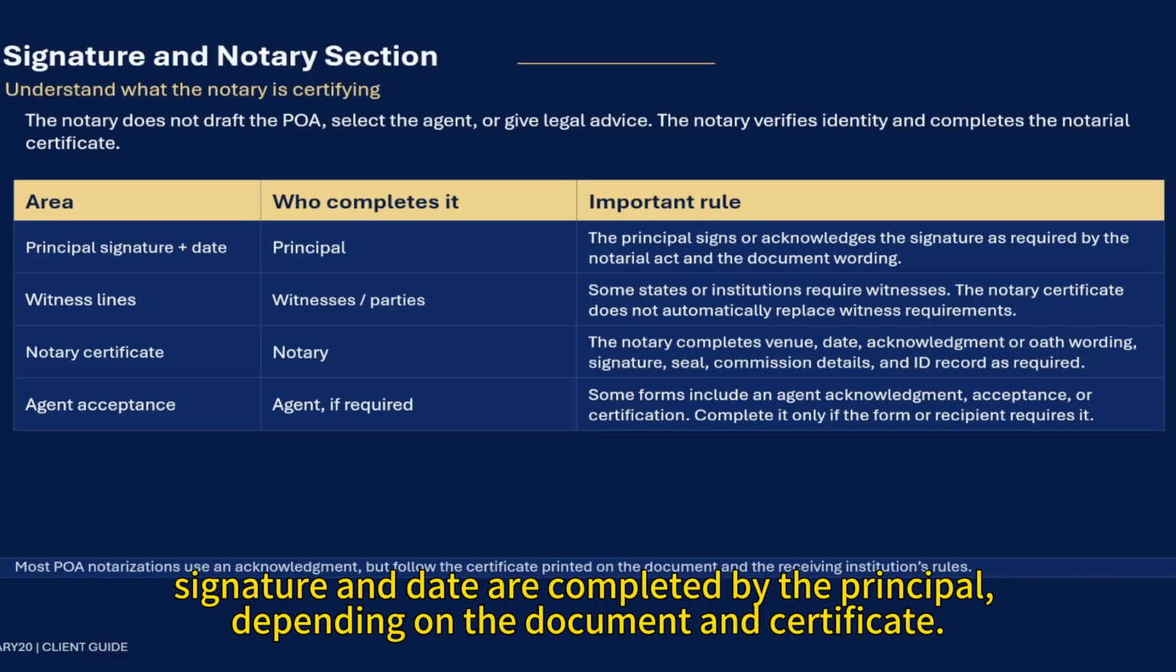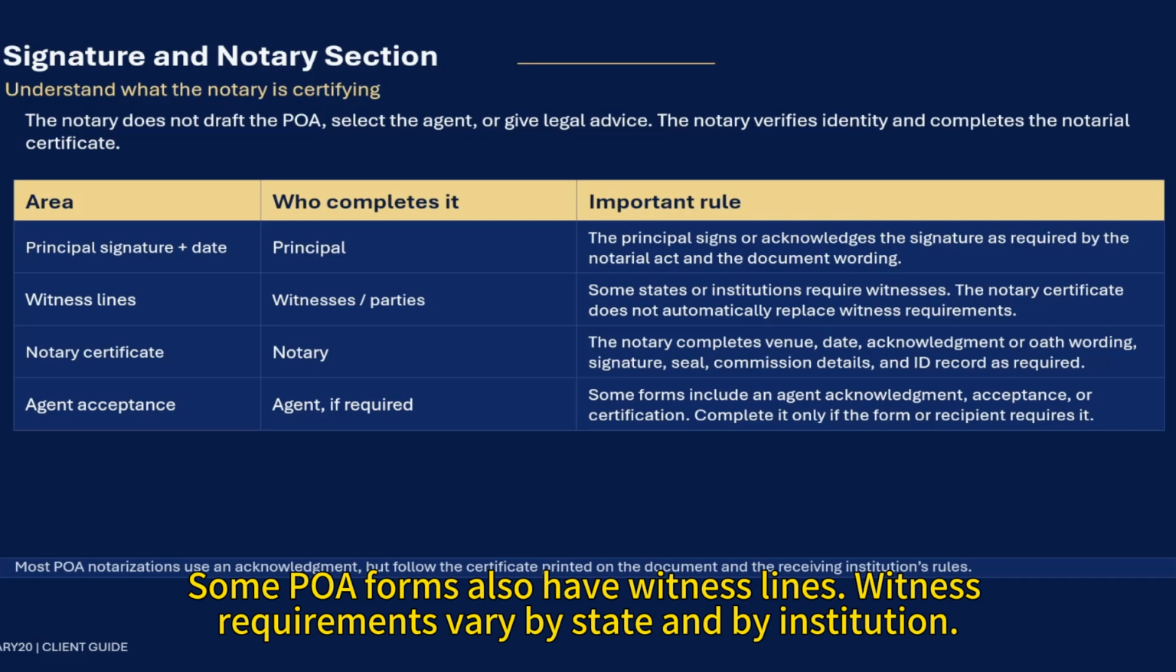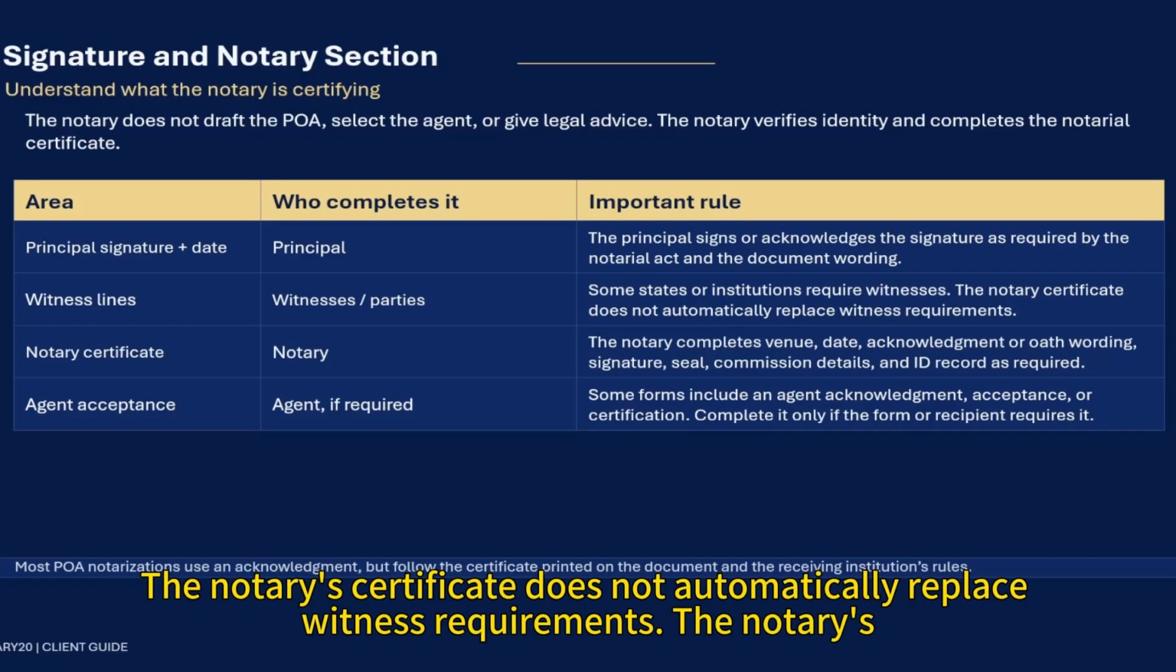The principal's signature and date are completed by the principal. Depending on the document and certificate, the principal may sign during the online session or may acknowledge a prior signature if allowed. Some POA forms also have witness lines. Witness requirements vary by state and by institution. The notary certificate does not automatically replace witness requirements.